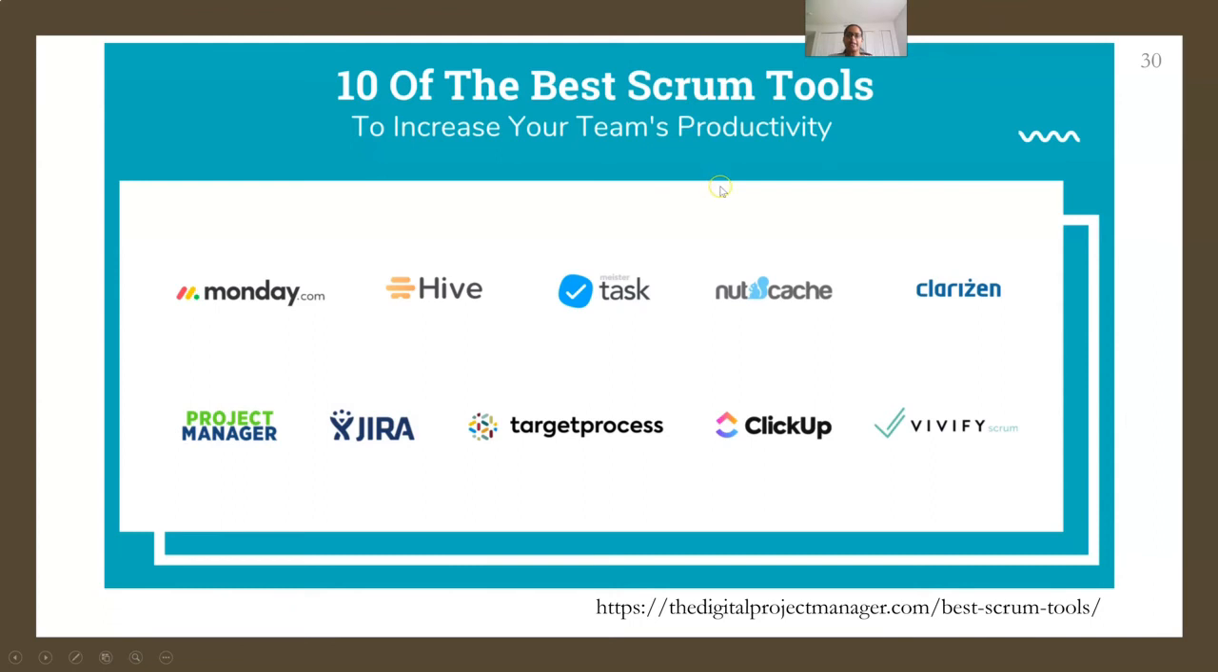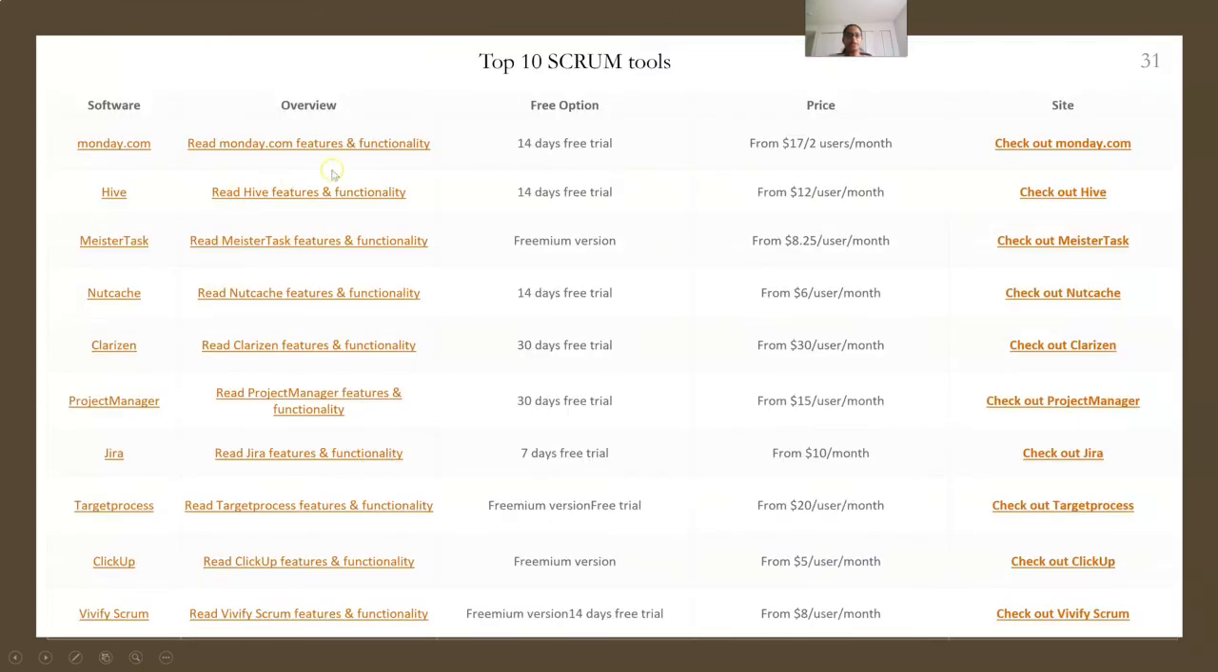And what are the top 10 Scrum tools? Some of the top 10 Scrum tools according to Digital Project Manager are Monday.com, Hive, Target Process, Jira, etc. And here you can see the links on how to download them, whether it is a free option or the price for it, and finally from where to download it. So the Target Process features and functionality can be read over here.